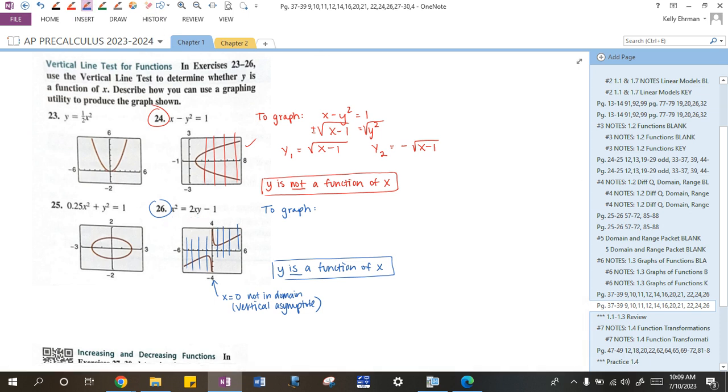Okay, to graph this thing, we need to isolate the y. So I'm going to add 1 to the left side of the equation, so get 2xy by itself. Divide by 2x.